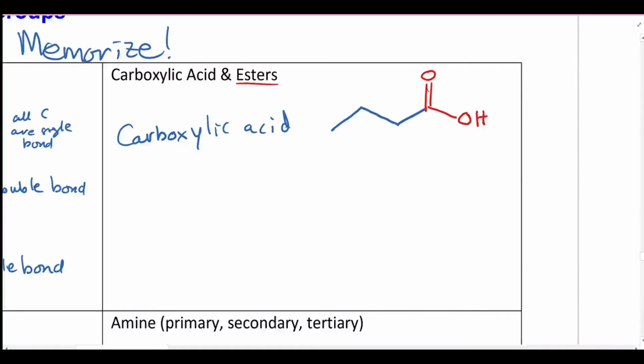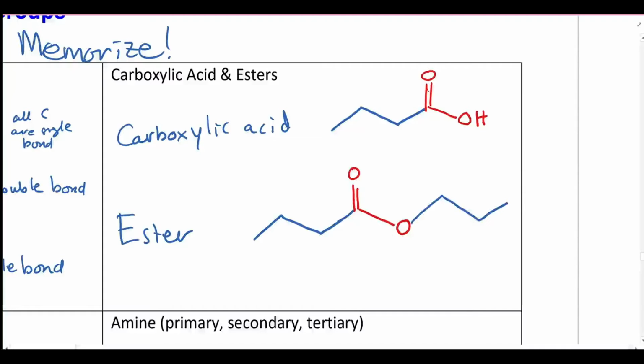Now the next one is we have an ester, so same thing. Instead of having a hydrogen at the end, we're going to have a carbon molecule at the end. So we can have an ester that looks something like this. So we still have a carbon, a double bonded oxygen on the top, another oxygen, but instead of a hydrogen, we can have another carbon molecule attached to it. So esters are very similar to carboxylic acids, but just replace the hydrogen with another carbon molecule instead.